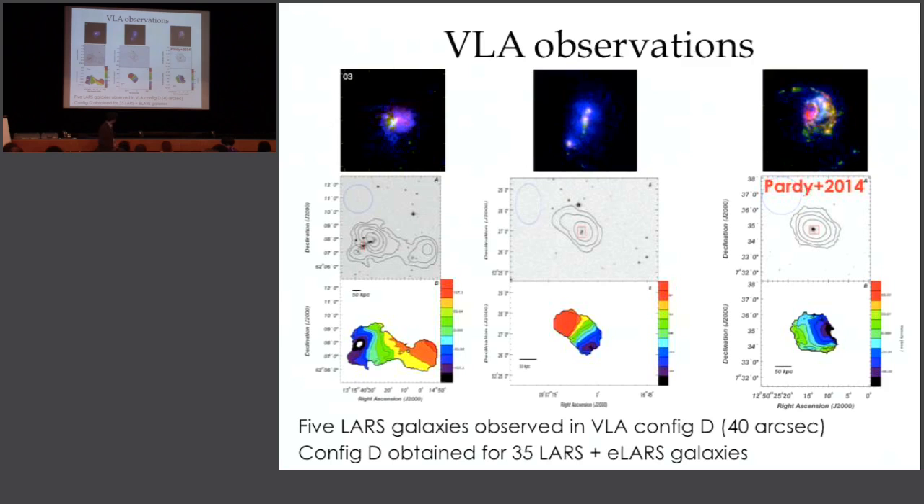We have the same configuration data coming for the entire, well not the entire, for three quarters of the LARS and extended LARS samples, so 35, I think, galaxies. Data are there now. We've got higher resolution data for a couple, configs B and C. I might present those tomorrow. This is a work in progress. It's the first time we've tried to do this. It takes a very, very long time to go to high resolutions in HI, but we're making progress.